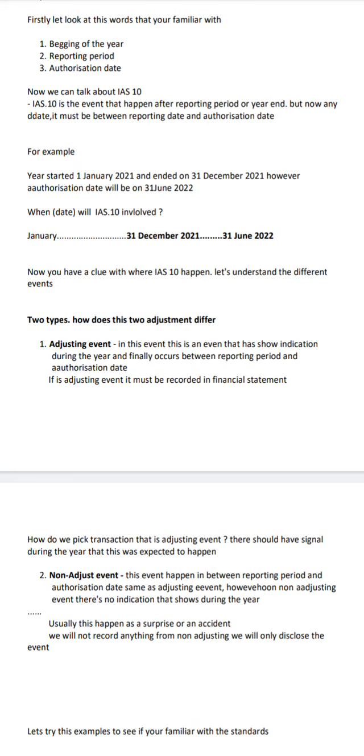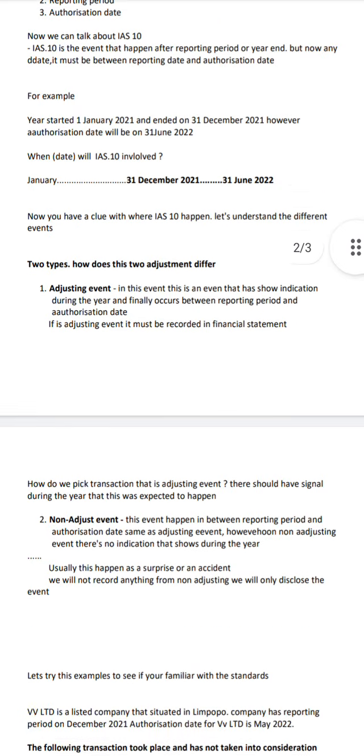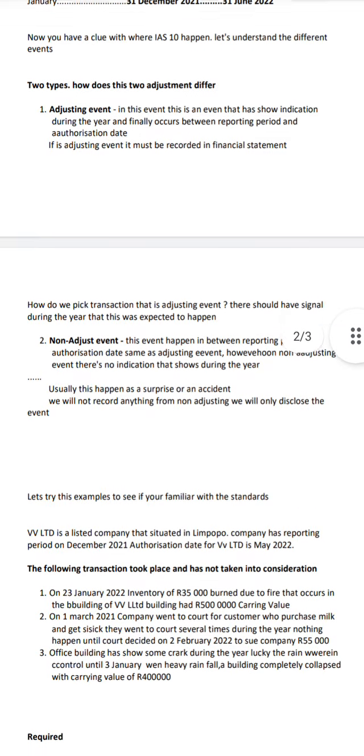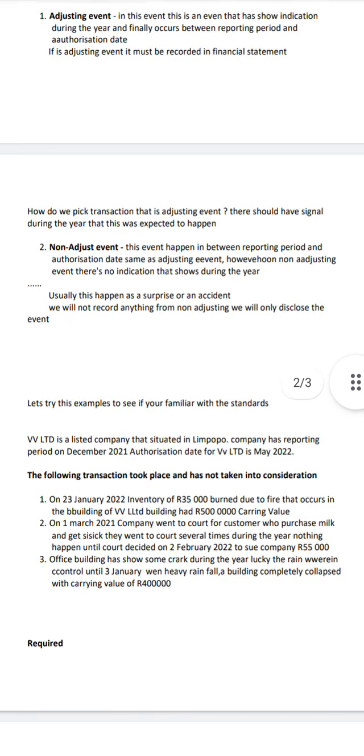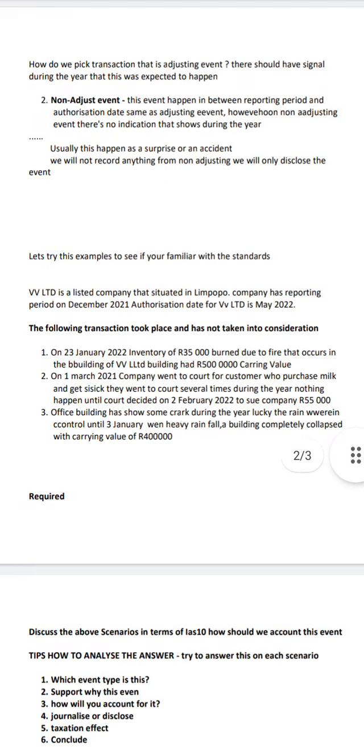So if we find that a transaction is affected by a non-adjusting event, we don't record it in the previous year because it never happened during the year, or there was no indication that this event could happen during the year, which means we have to disclose it. It will be recorded in the next reporting period. All right, let's proceed. We have to look at some examples and check whether you will be able to answer this simple standard.